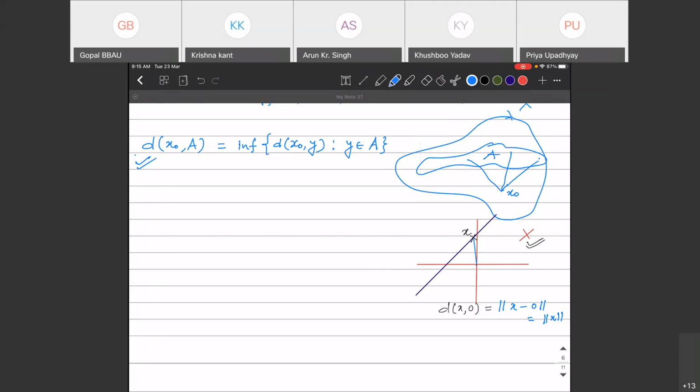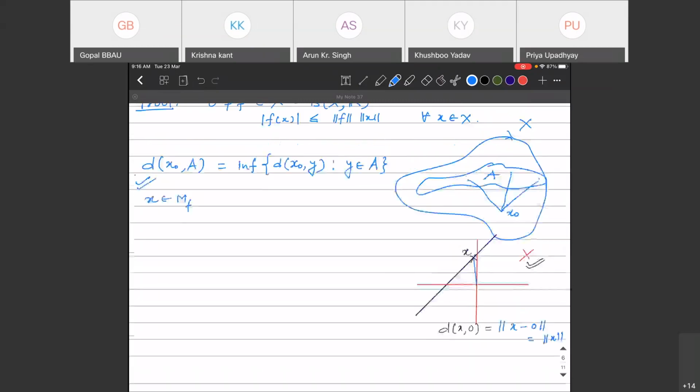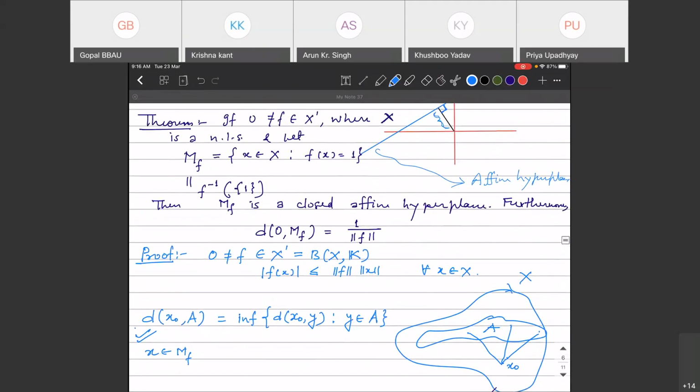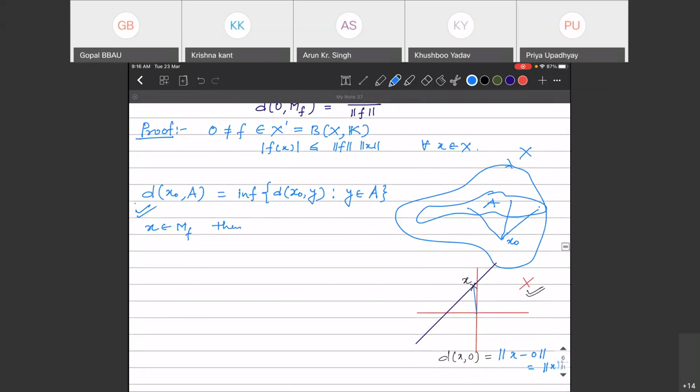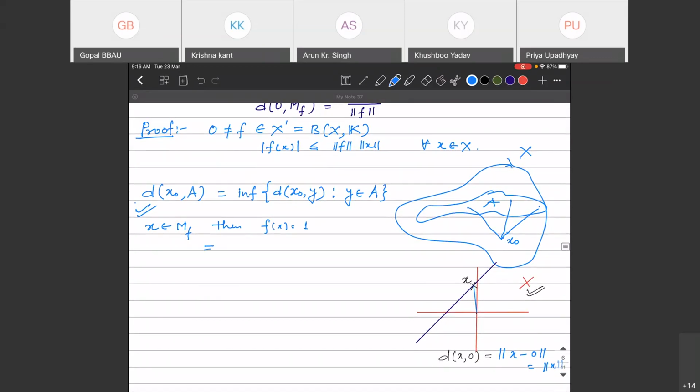So take an arbitrary point x in MF. Since x belongs to MF, by definition of MF, f(x) is 1. This implies mod of f(x) is mod of 1, which is 1, correct? And by definition of bounded linear functional, we get this thing. And this is true for all x in MF, correct?